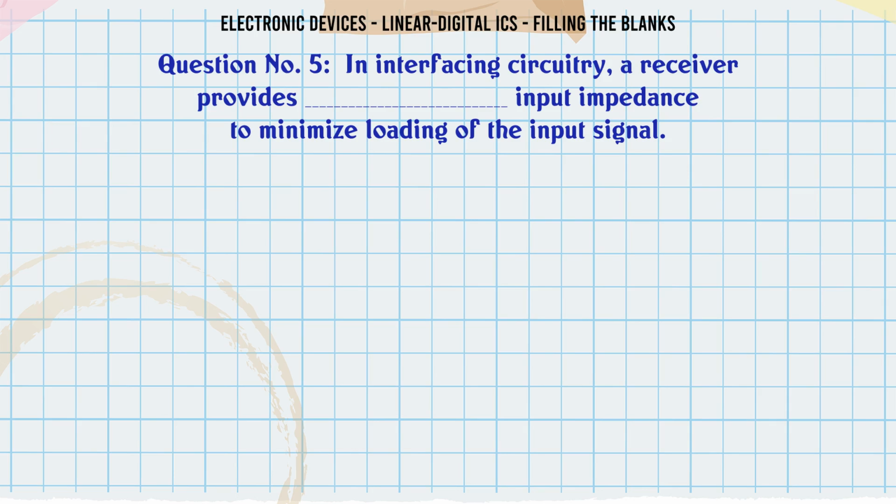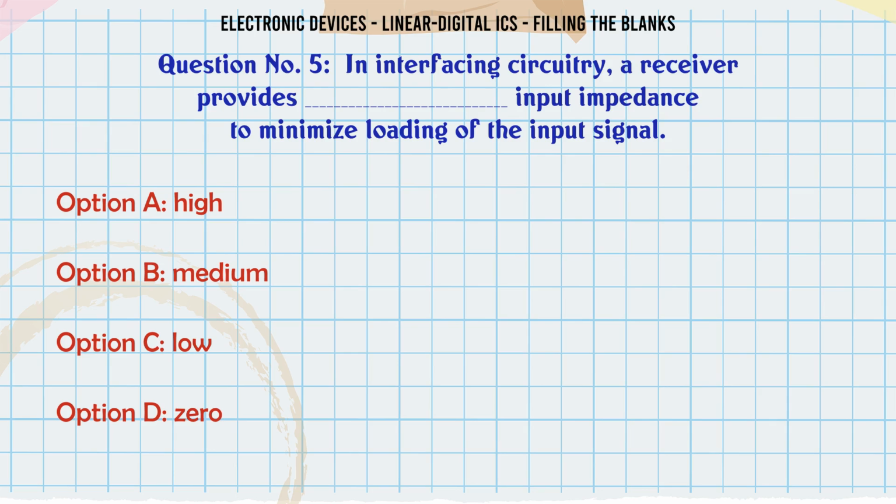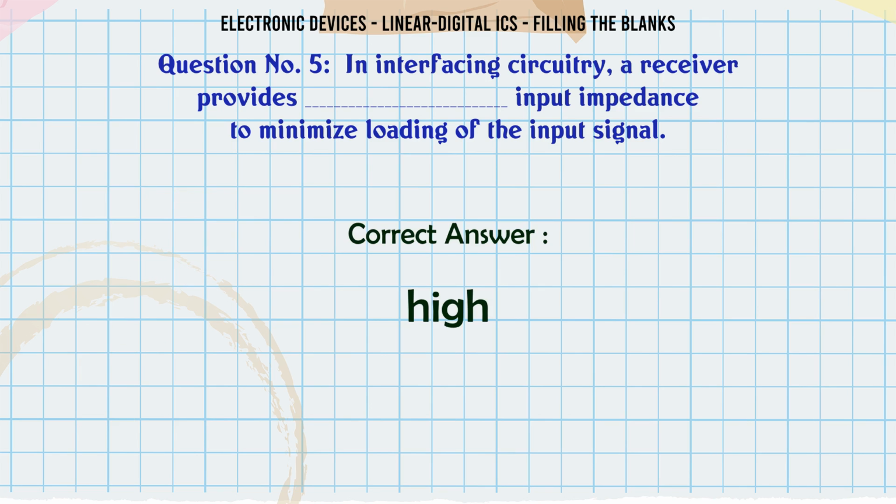In interfacing circuitry, a receiver provides ___ input impedance to minimize loading of the input signal. A, high; B, medium; C, low; D, zero. The correct answer is high.